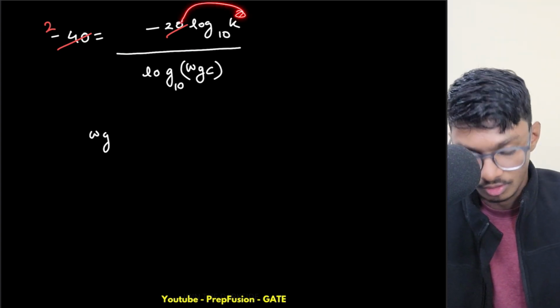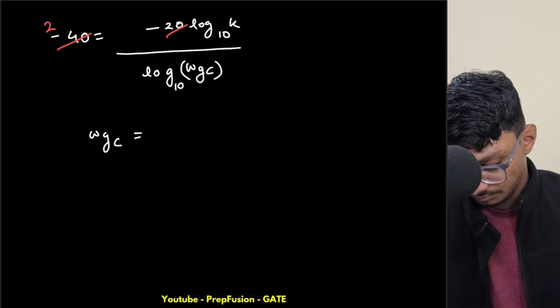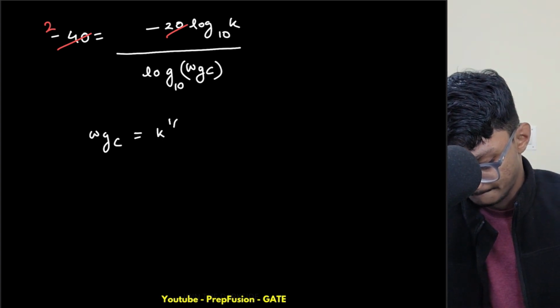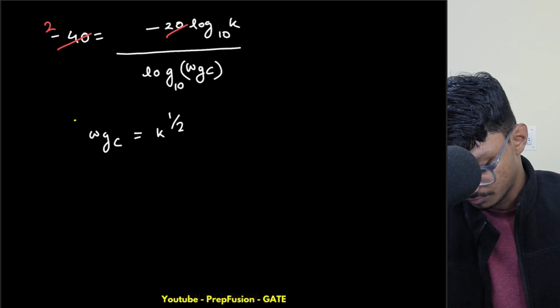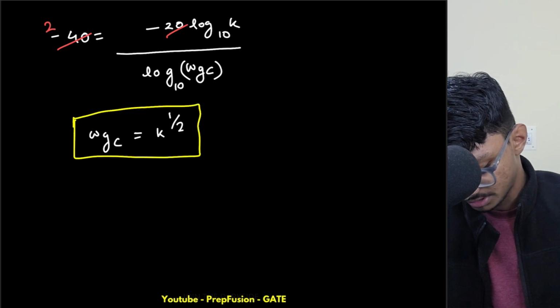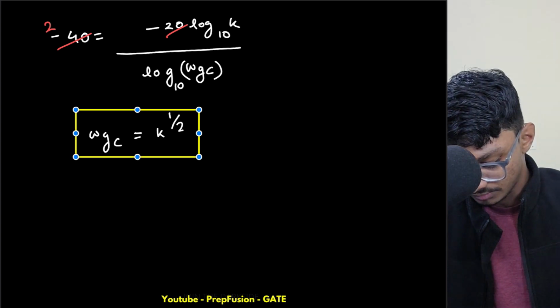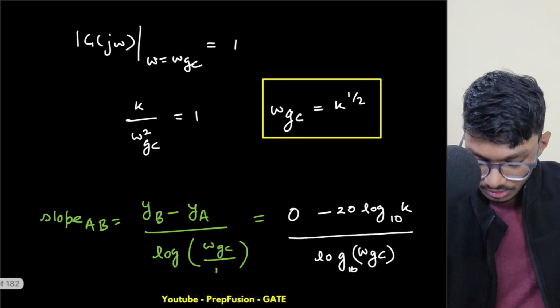Previously I was taking the power outside. Now I'm taking the power inside. So this is k raised to power half. From here also you can prove what omega gc will be. From the graph itself you can understand. If the transformation isn't given, it may not always be given. So from here also you can understand what my omega gc is.